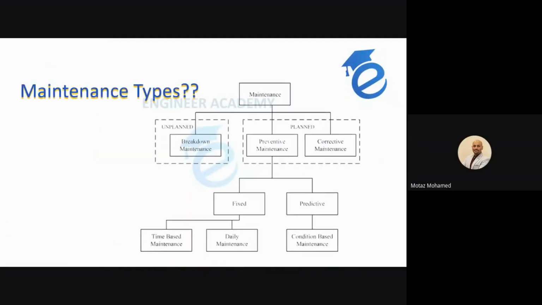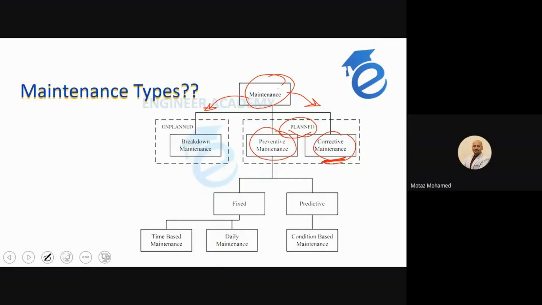And according to this, maintenance has been classified into some groups. Maintenance is divided into unplanned and planned maintenance. When we say planned maintenance, this planned maintenance could be corrective and could be preventive. And you may ask me, what do you mean by corrective? Corrective means the equipment has failed.